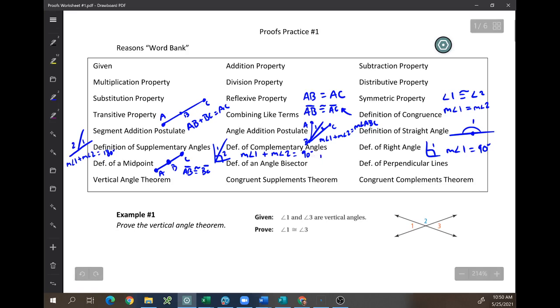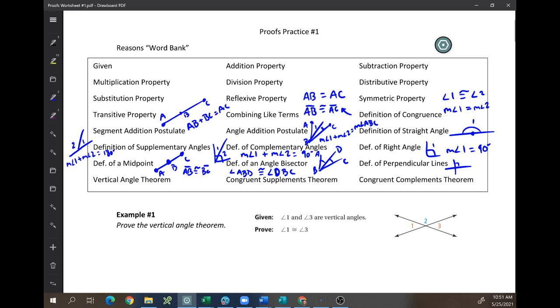Same thing for an angle bisector. Right, if I had A, B, C, and D, if I knew that BD was my angle bisector, well then I know that angle ABD, right, from A to B to D, that's this top one, would be congruent to angle CBD or DBC. You name it either way, DBC, CBD, same thing, as long as B is in the middle. Okay, definition of perpendicular lines. If I knew that two lines were perpendicular, then I know that my angles are 90 degrees.